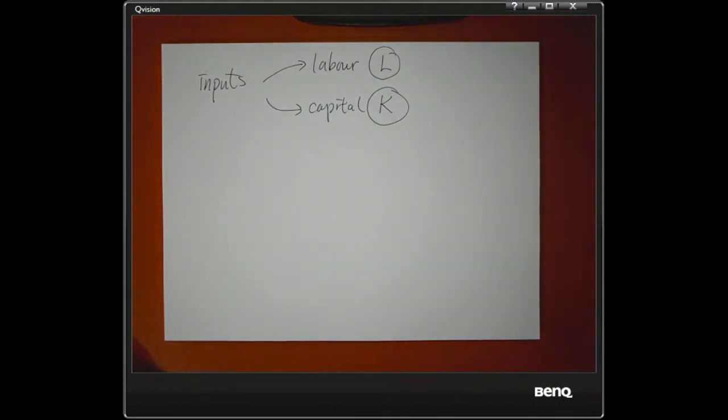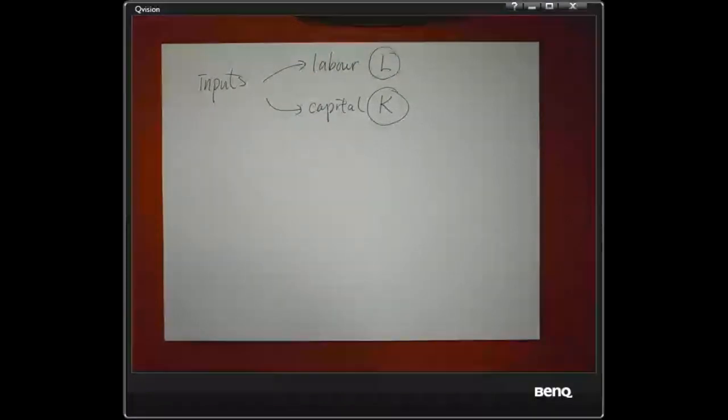Now, some students would argue that if we want to produce output, of course we need energy, like electricity, and we need raw materials. Yes, that would typically be the case. But if we want to demonstrate the idea of the production function in a graph, and the graph is only two-dimensional, we can only choose two inputs to demonstrate the idea, and we're going to choose the two most important, that is labor and capital.